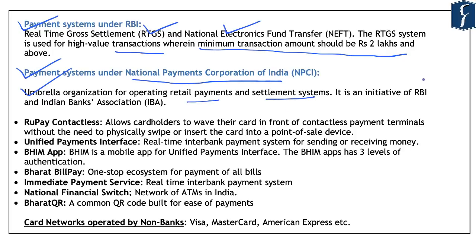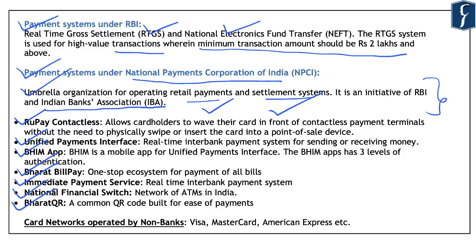And it is also an initiative of RBI and the Indian Banks Association or the IBA. So basically, it is dealing with the retail payments and the settlement systems. Now, what are the key initiatives of the National Payments Corporation of India or the NPCI? So these include the RuPay contactless payment, then the Unified Payment Interface, the Bheem app, Bharat Bill Pay, Immediate Payment System or the National Financial Switch and the Bharat QR Code.